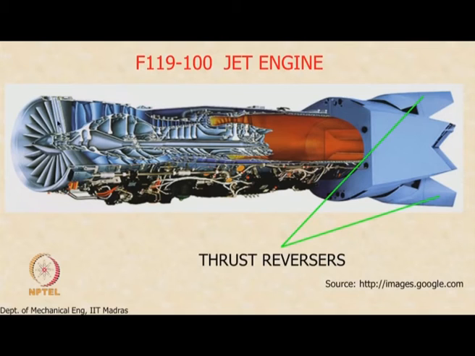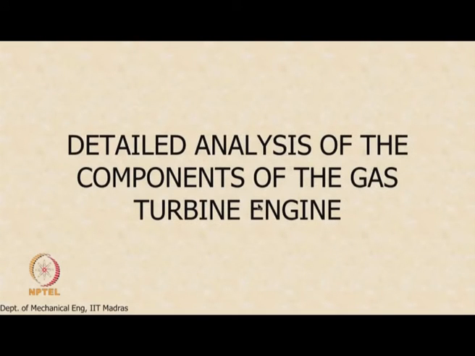You see the compressor blades, the turbine blades over here, and the afterburner duct, and in this case you also see the thrust reversers. We will take a close-up look at the thrust reversers later on when we discuss the propulsion nozzles. Okay, so we will stop there and look at detailed analysis of the components of the gas turbine engine in the next class.